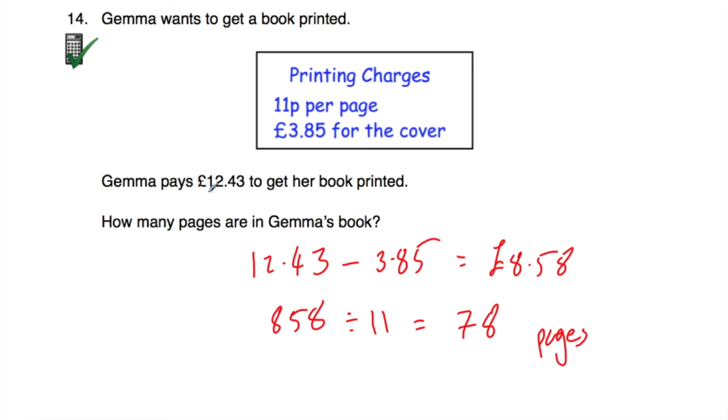So just to recap, the total price of the book was £12.43. We took away the price of the cover, that left us with £8.58, and then we just divided that by 11p, and that's equal to 78. So there's 78 pages in Gemma's book.